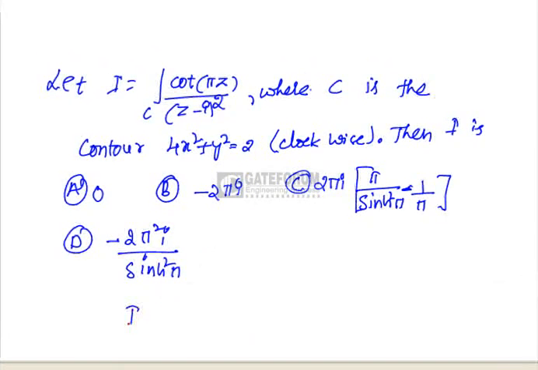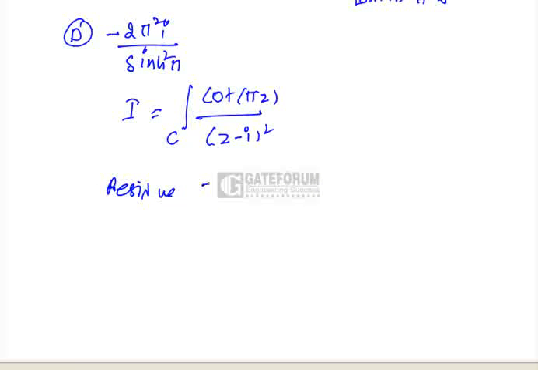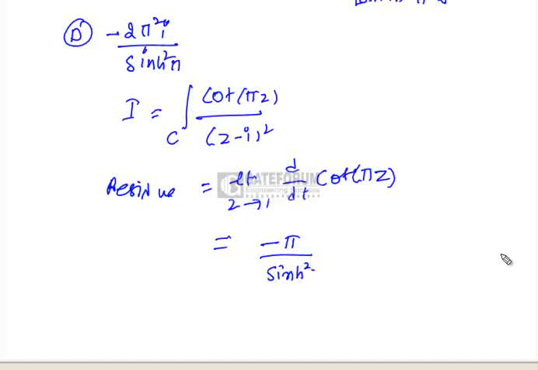Now in this problem, I is given as the integral over C of cot of pi z by z minus i whole square, where C is the contour x square plus y square equals 2 in clockwise direction. Then we have to find the value of I. In order to find the value of I, first we'll find the residue of the given function. Now the residue of this function will be the limit z tends to 1 of d by dz of cot of pi z, which is equal to minus pi by sinh square pi.